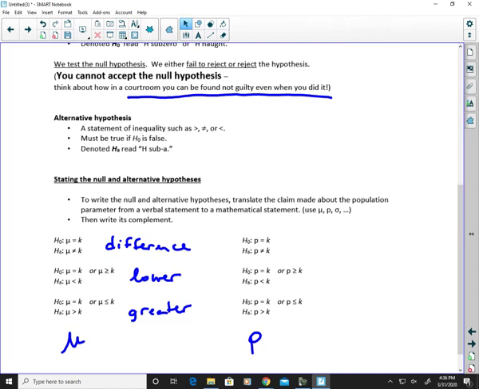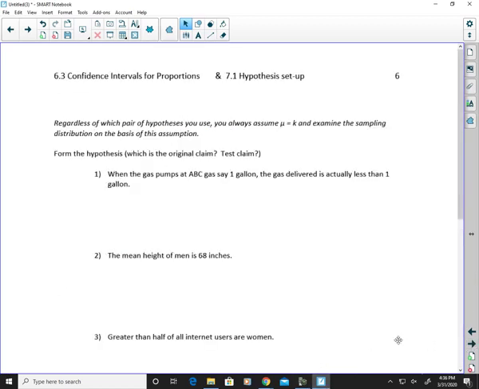So on the next page, we're going to read the sentence, see if we can figure out what the sentence is saying in math symbols, and then write our two hypotheses. Okay, we'll see if we can figure out what they're saying, what we're testing. We always test, the test claim is always a null.